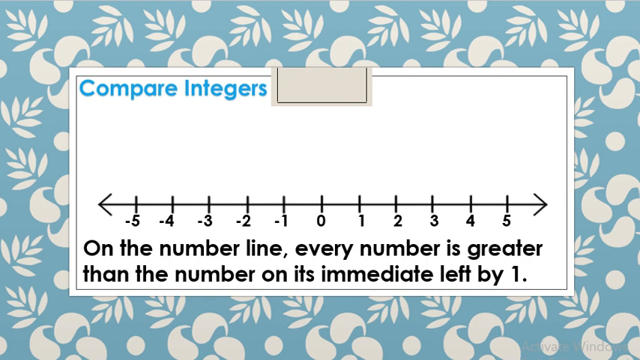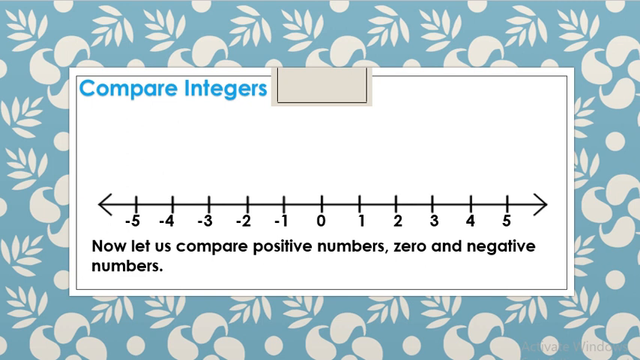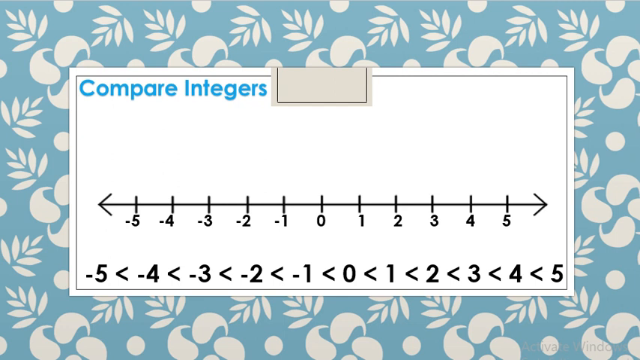So on the number line, every number is greater than the number on its immediate left by 1. So now let us compare positive numbers, 0 and negative numbers. Here you can see that minus 4 is greater than minus 5, minus 3 is greater than minus 4, minus 2 is greater than minus 3, minus 1 is greater than minus 2, 0 is greater than minus 1, 1 is greater than 0, 2 is greater than 1, 3 is greater than 2, 4 is greater than 3, 5 is greater than 4.